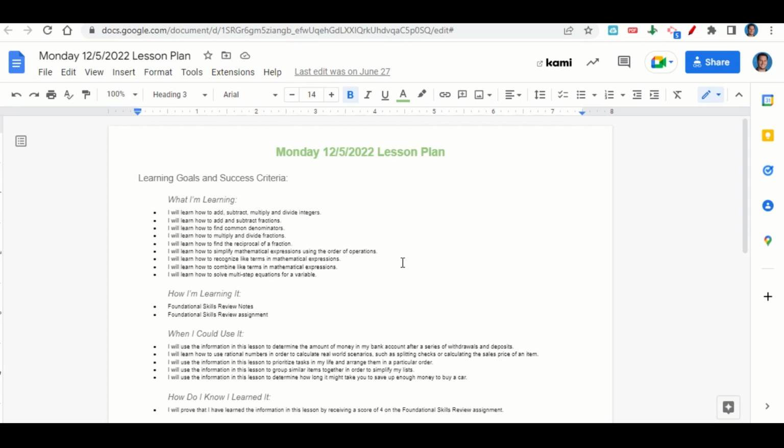To determine the amount of money in my bank account after a series of withdrawals and deposits, to calculate real-world scenarios such as splitting checks or calculating the sales price of an item, to prioritize tasks in your life and arrange them in particular order, to group similar items together in order to simplify your lists, and to determine how long it might take to save up enough money to buy a car.